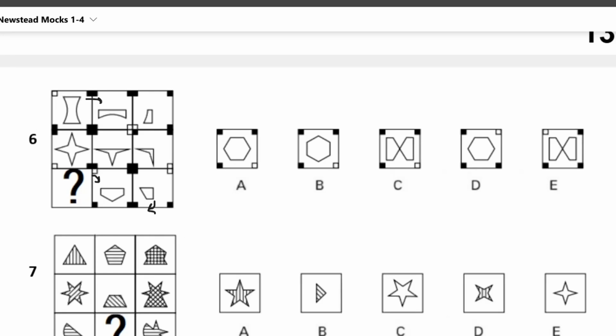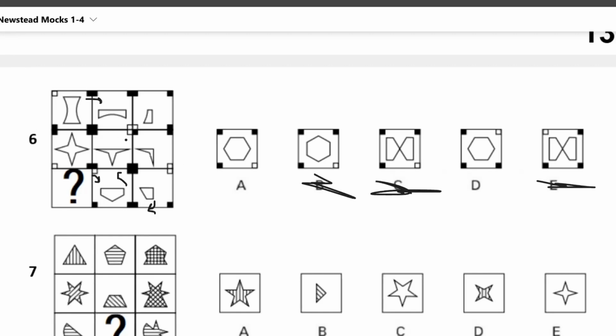So if we rotate one more time, that means it needs to go this way. That means we have the flat bit on the bottom. We know it's going to be a hexagon, it can't be this, it can't be that. We know it's going to be a hexagon with flat at the bottom.